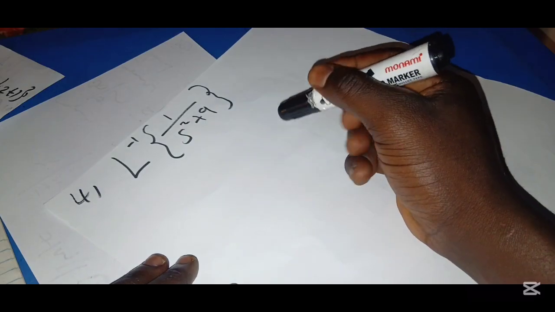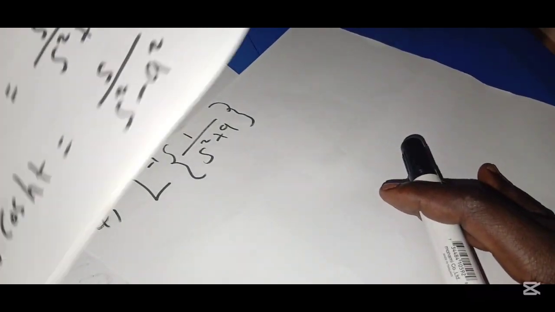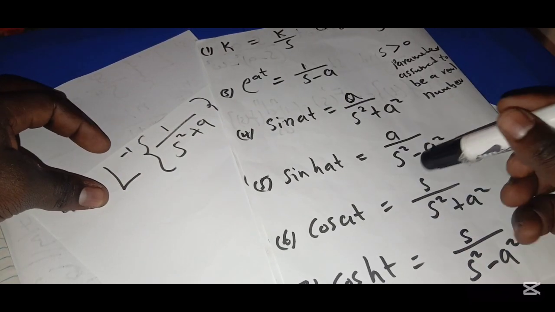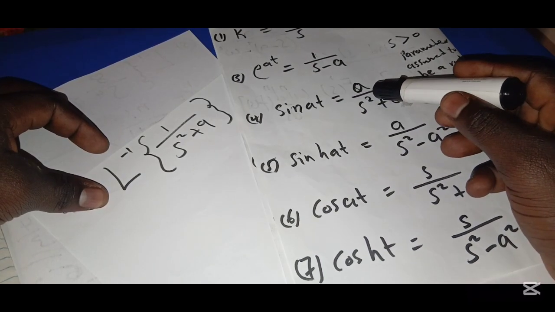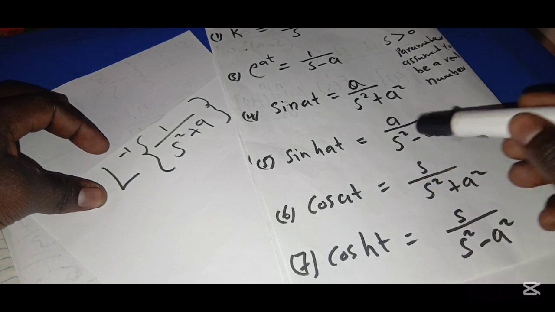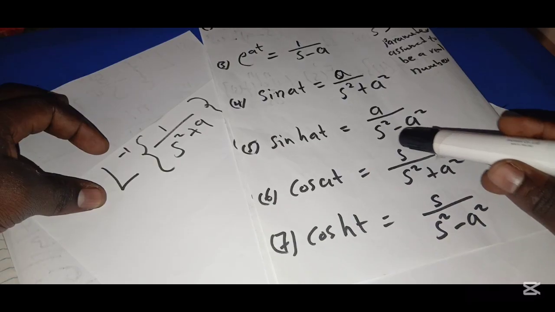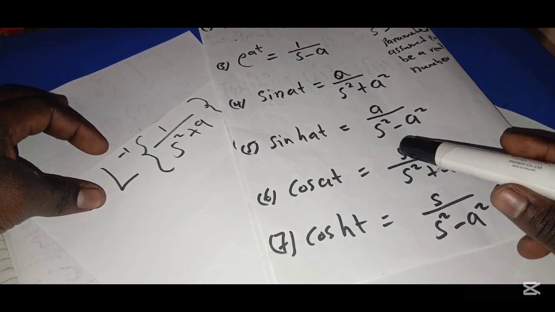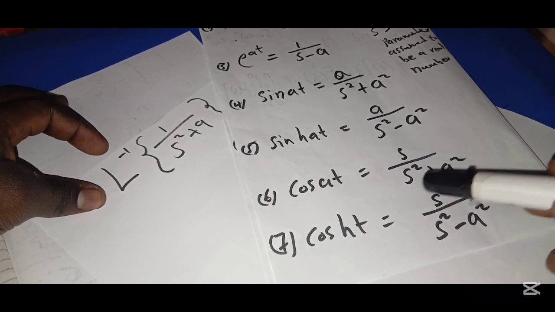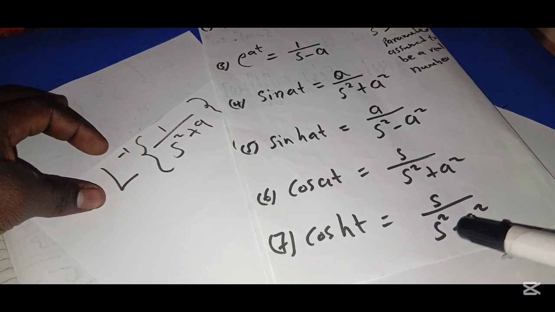So first of all, I want to know where my problem is coming from, right? Looking at the elementary Laplace transforms, we have sine at. For sine at, we have a over s squared plus a squared. For sinh at, we have a minus between s squared and a squared. You have to consider all those things. And for cos at, we have s as the numerator and s squared plus a squared as the denominator. And for cosh, you could see that we also have minus here.